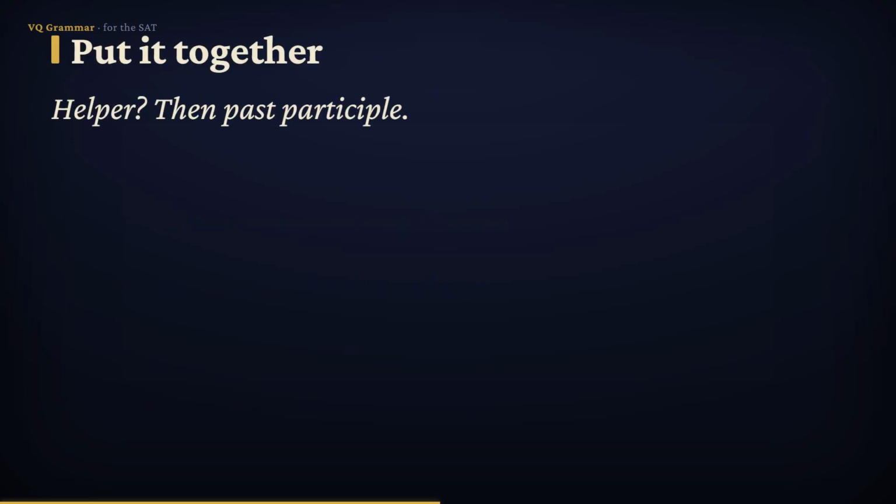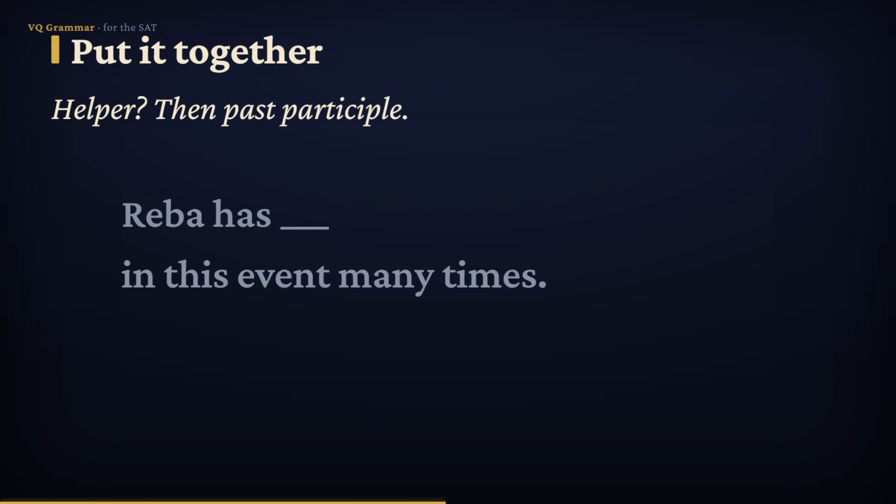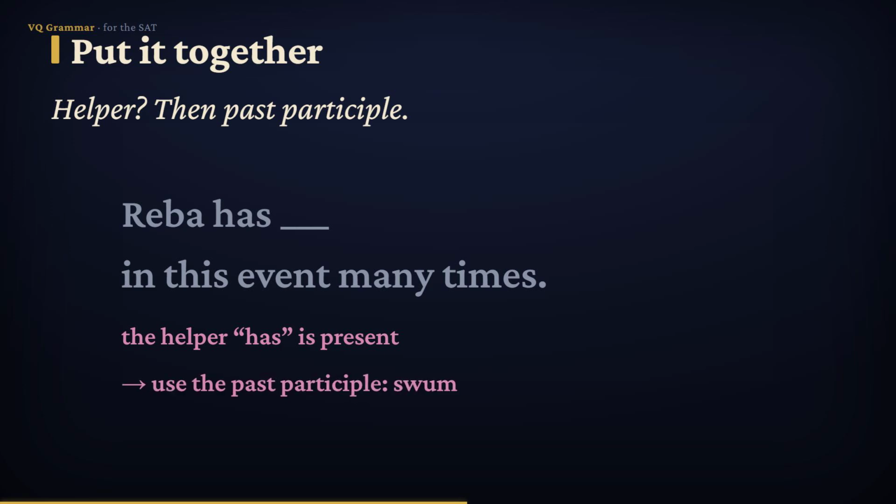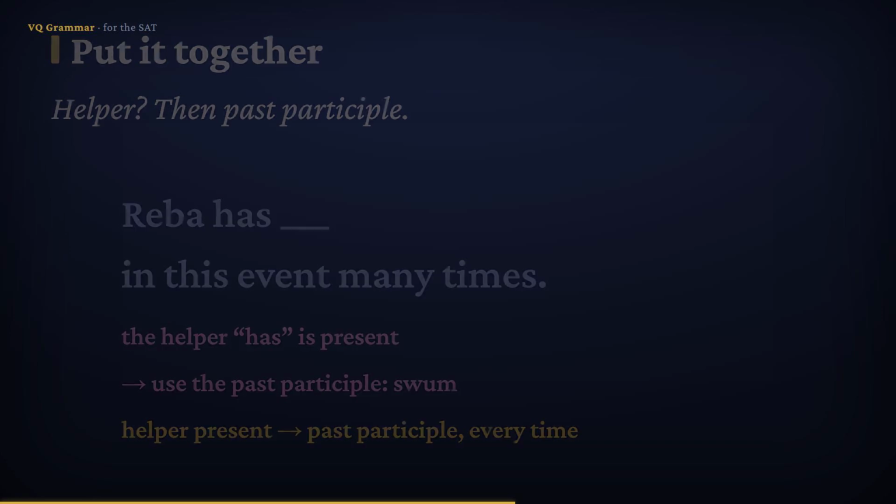Let's put it together. Reba has blank in this event many times. There's the helper, has. A helper means we need the past participle, which for swim is swum. So Reba has swum. Writing has swam would be wrong, because swam is the past form and can't follow a helper. Helper present, past participle, every single time.